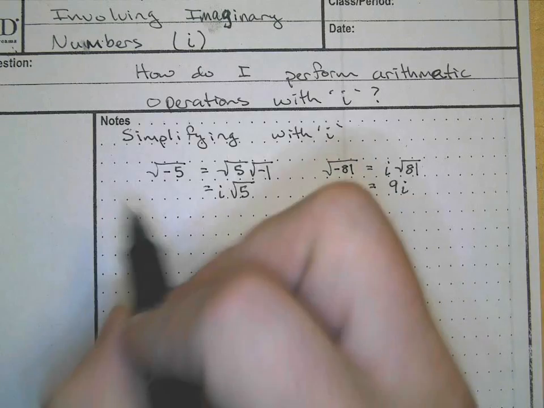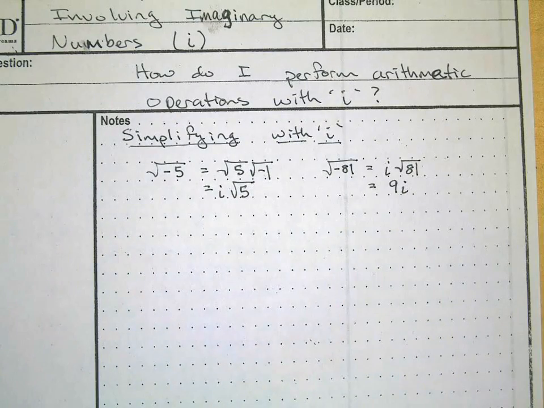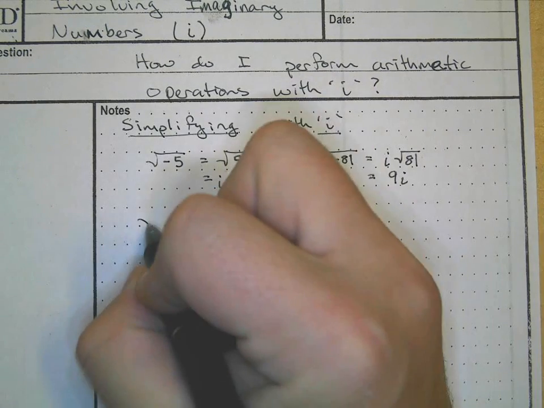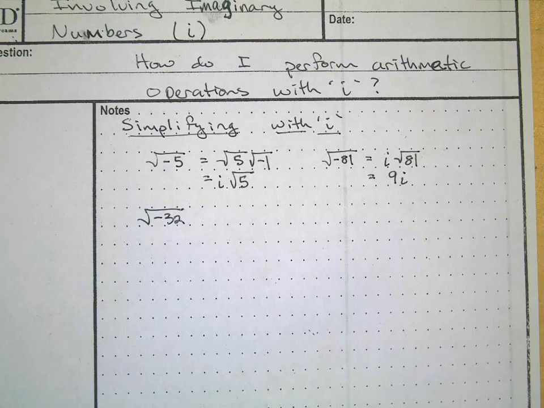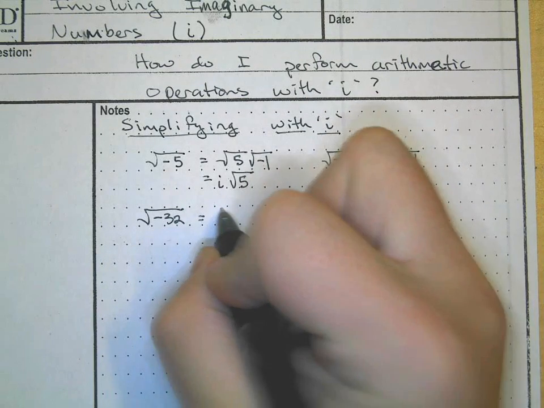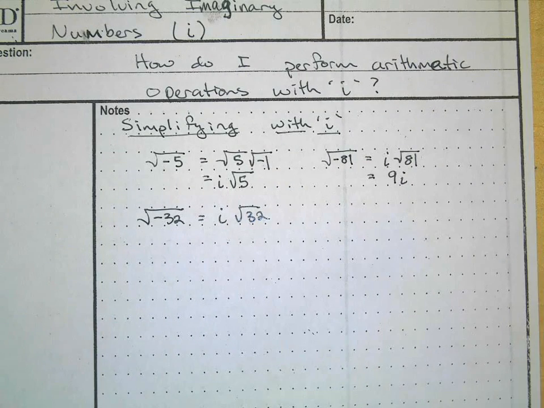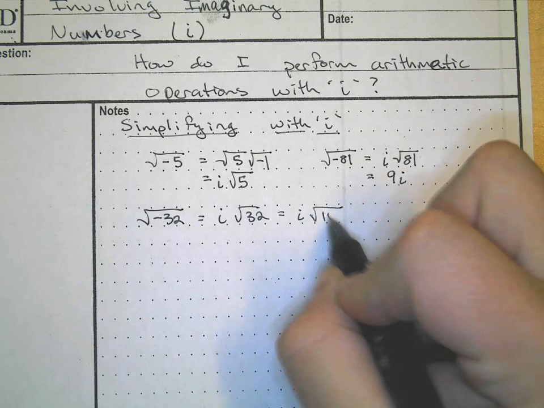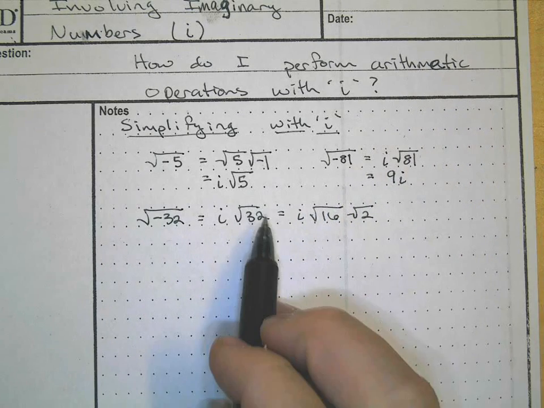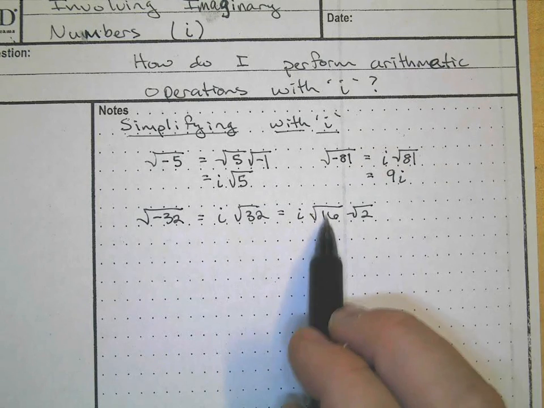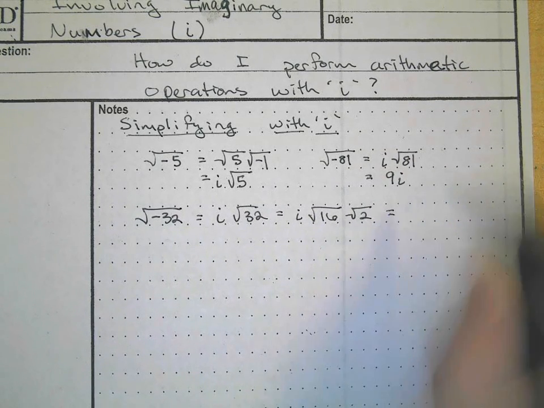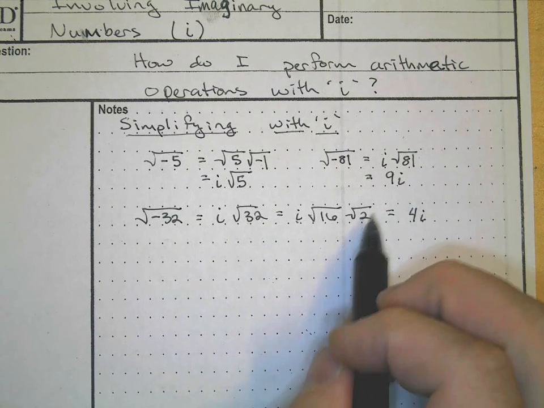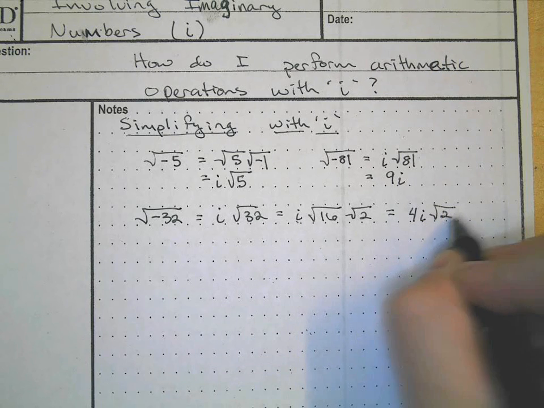So let's try a more complicated one. The square root of negative 32. Well, I can pop my i out front. Now I can break up the square root of 32. So I have i root 16 root 2. 16 times 2 is 32, and I found that perfect square that's a factor of 32. Now I can simplify the root 16, that's my 4. My i comes along, and I'm left with the root 2.